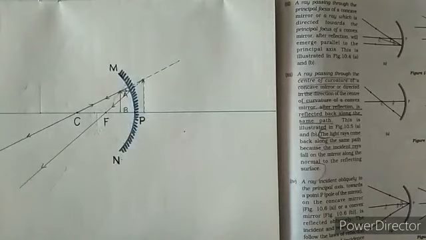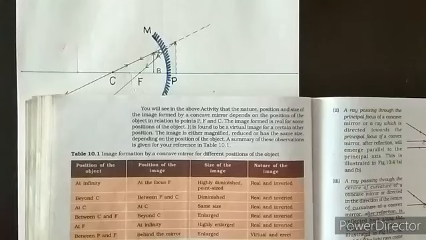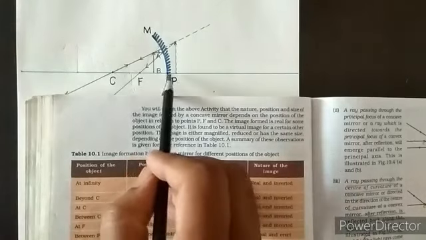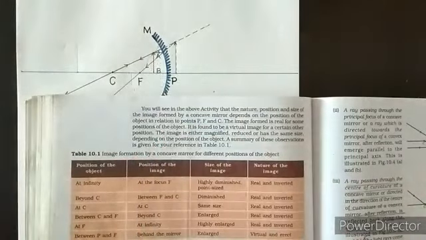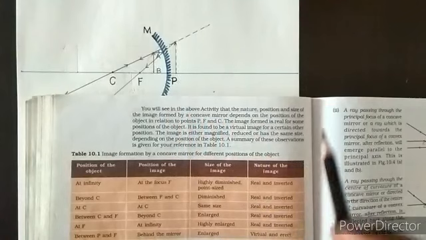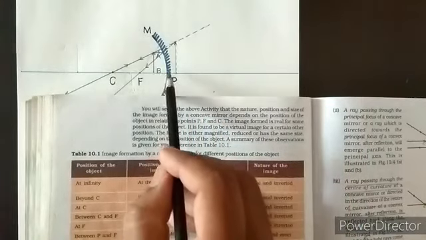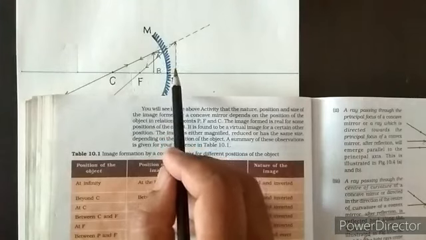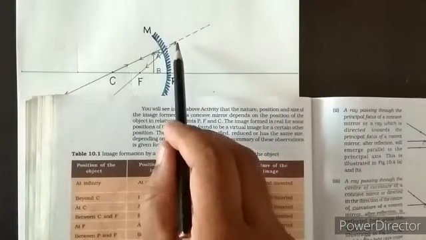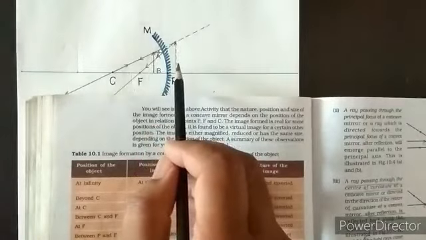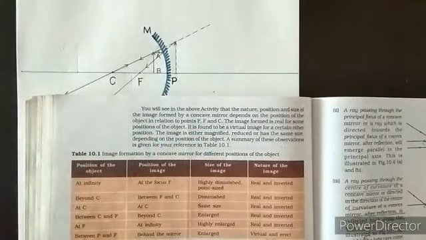Now let's refer to the table. Now your table says, if the object is kept between P and F, this is the object, then where is the position of the image? Behind the mirror. The image is formed behind the mirror. Now what is the size? You can see it is enlarged. And the nature of the image: since the image is formed behind the mirror, it is a virtual image, and virtual images are erect. See, it is upright, it's not inverted. So nature of the image: virtual and erect.